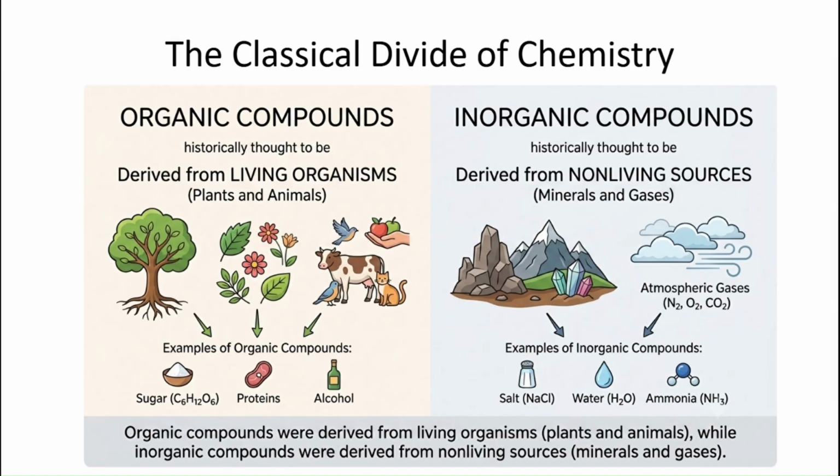On the left, we have organic compounds. Historically, these were believed to come exclusively from living organisms, plants and animals. Think about things like the sugar powering plants, the proteins making up muscle, and natural alcohols. Scientists once believed these molecules contained a special vital spark that nature alone could create.